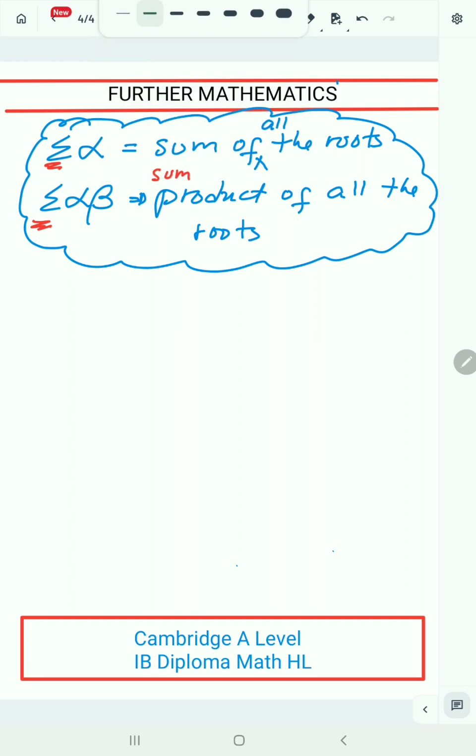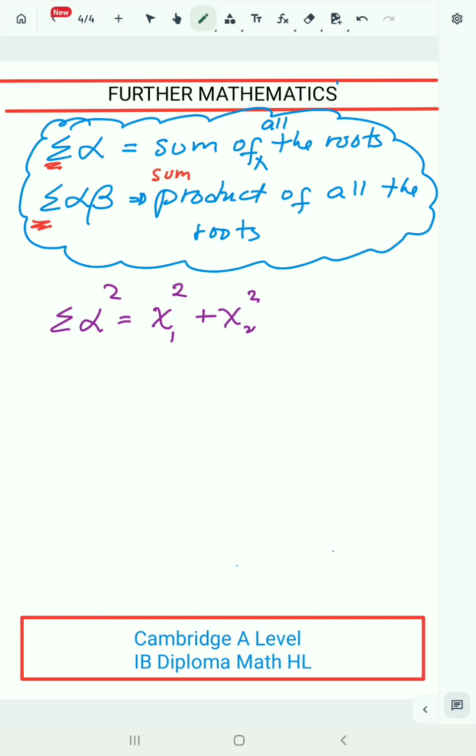Sometimes you will see in your exam, what is the meaning of sigma alpha squared? What do you think is the meaning of that? The meaning of that is the sum of all the squares of the roots. Meaning to say, if x sub 1 is a root, x sub 1 squared plus x sub 2 squared. So, it's just like that. These are the things that you actually need to know.